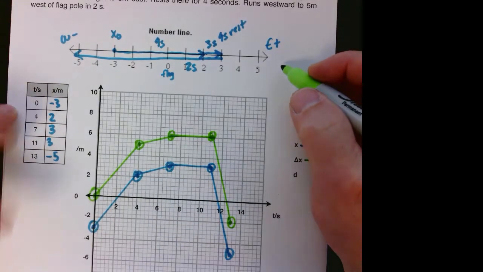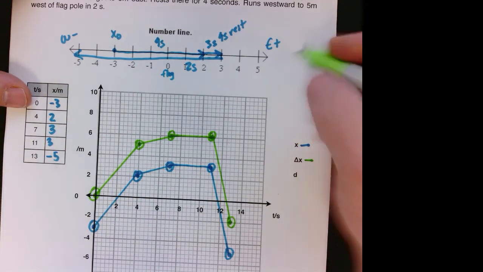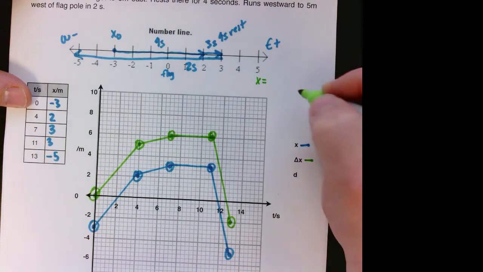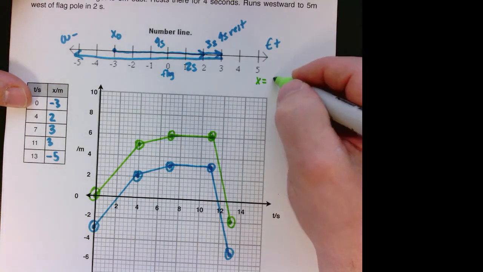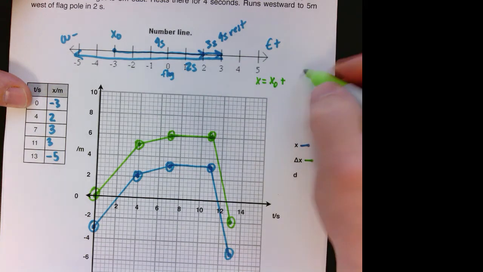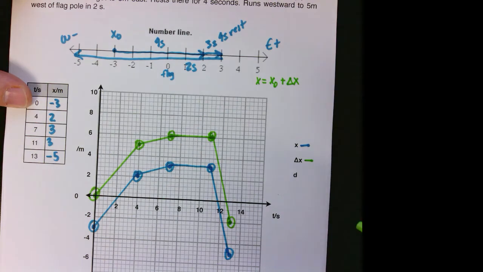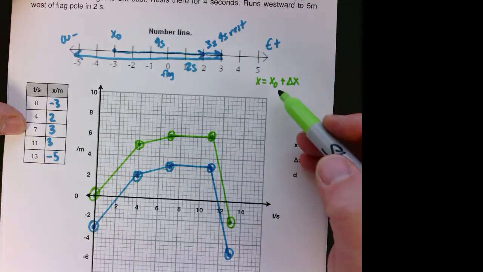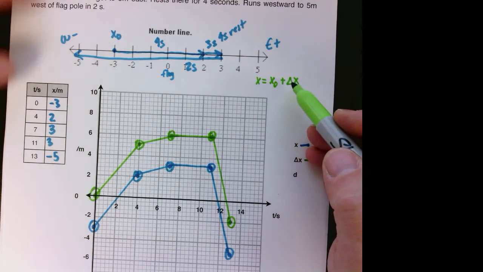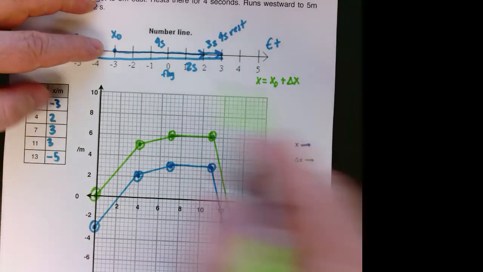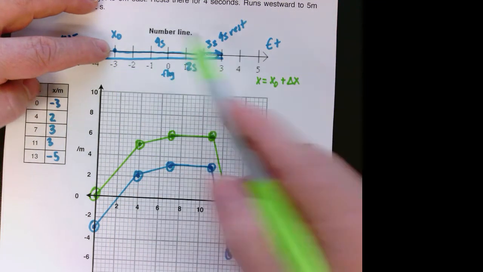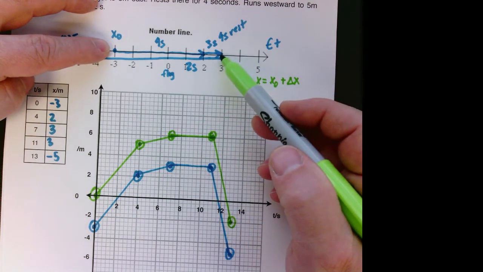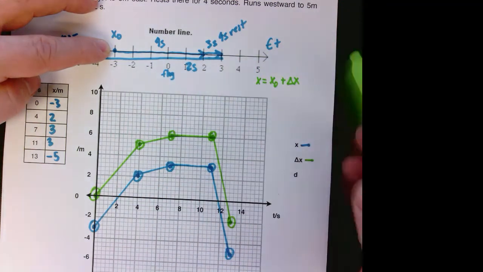The position at any one time is given as the initial position plus the displacement. Let's see if that's true. Let's take a look at time 7. What's the position? The position is 3. Well, the initial position was minus 3, and at time 7 we're at a position of 3, so that is a change of 6, displacement of 6.